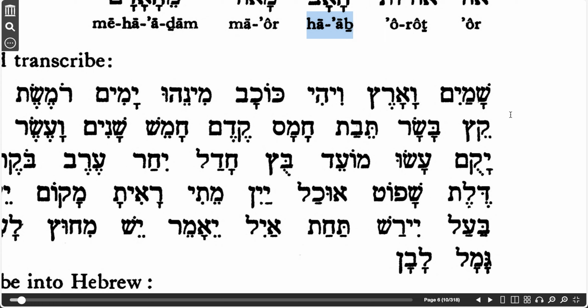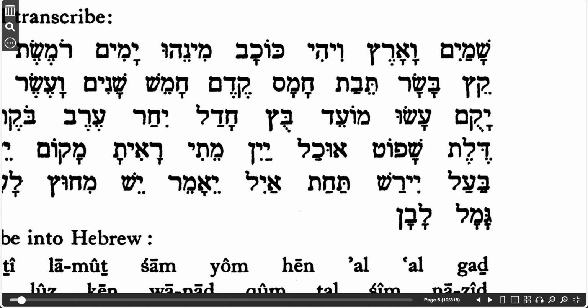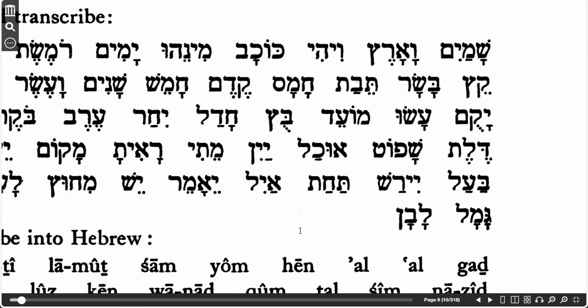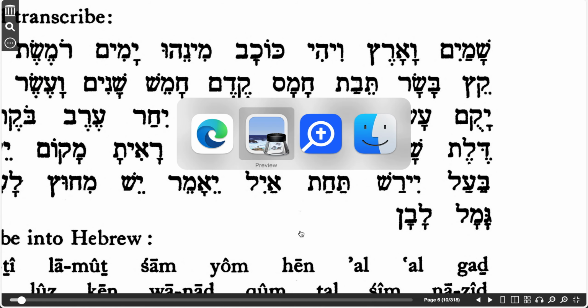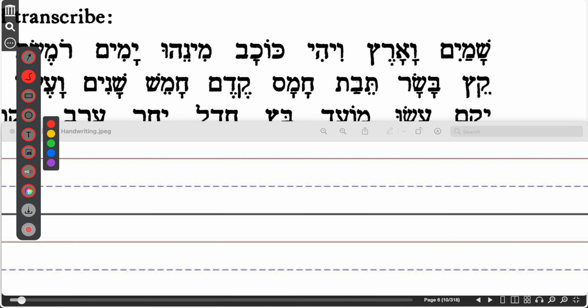That's what he wants you to do. Take the Hebrew word and write the English transliteration value of it. So let me just do a couple of these for you to show what I'm talking about. I'm going to hide it and then get my document up here. There we go. And then show the screen draw.